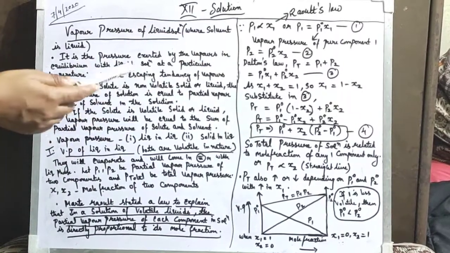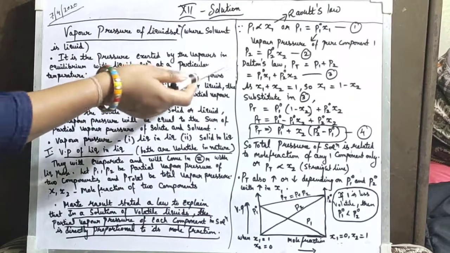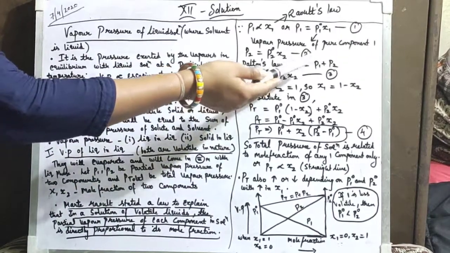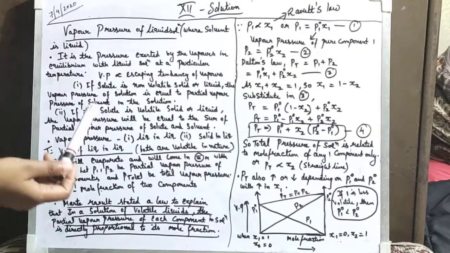And we have read in the states of matter in class 11 that according to Dalton's law of partial pressure, P total is the sum of the partial pressures of the individual gases.